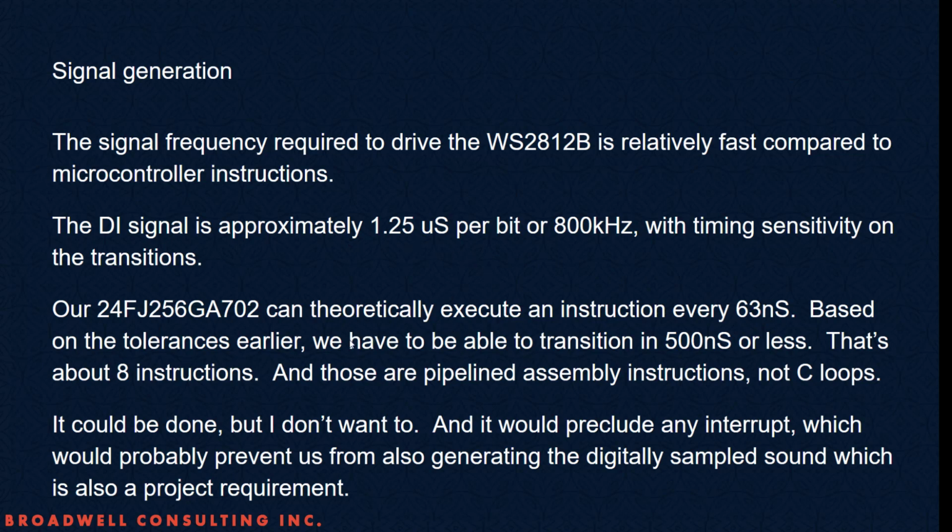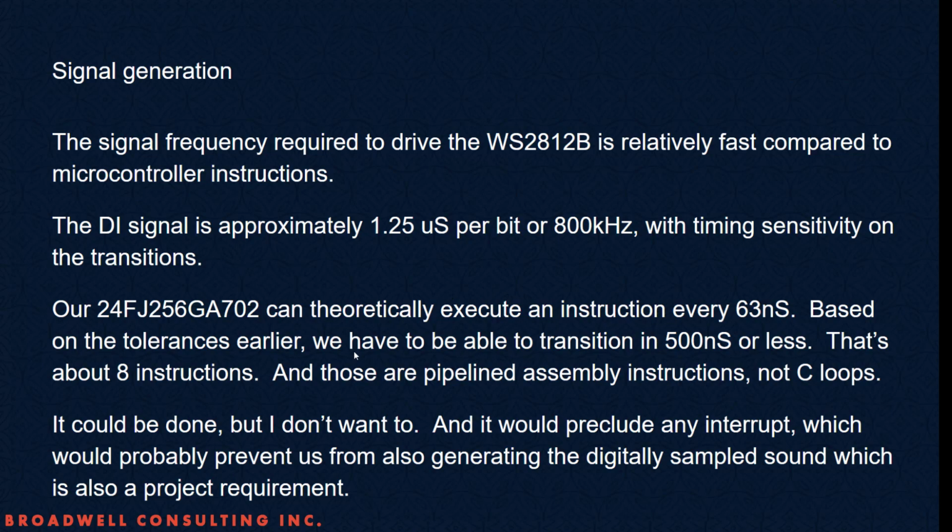However, we know that we have to be able to transition in less than 500 nanoseconds. That's actually only about 8 instructions, and that ability to execute an instruction every 63 nanoseconds is really only true when you keep the pipeline full, and it's assembly instructions, not C loops. So we're probably not going to be able to bit bang this, particularly if we want to be able to do anything else. We know that a requirement for this project is that we're also going to be generating sound, and that we're using an interrupt to generate that sound.